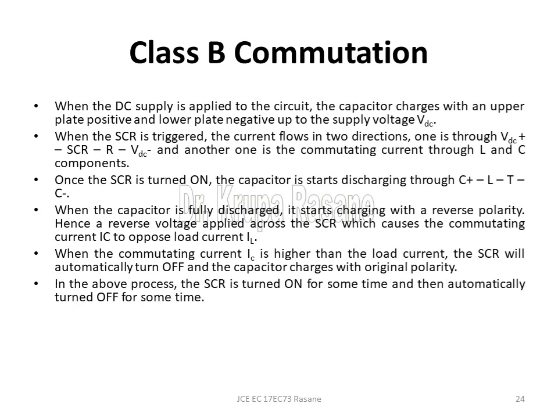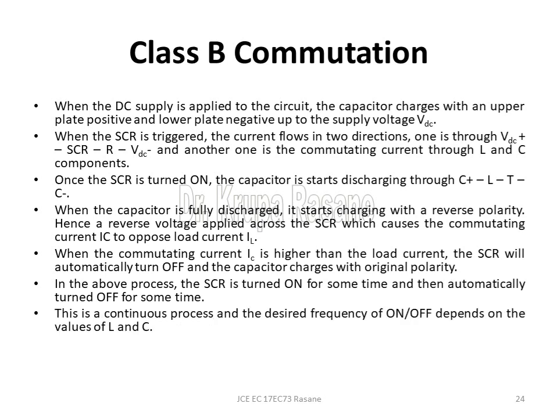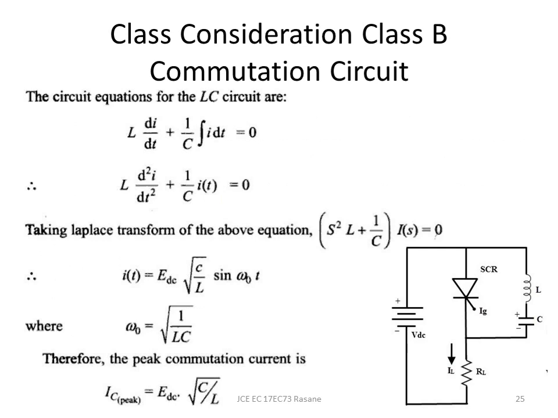In the above process, the SCR is turned on for some time and then automatically turned off for some time, and hence it is called self-commutation. This is a continuous process and the desired frequency of on-off depends on the values of L and C. This type of commutation is mostly used in choppers.